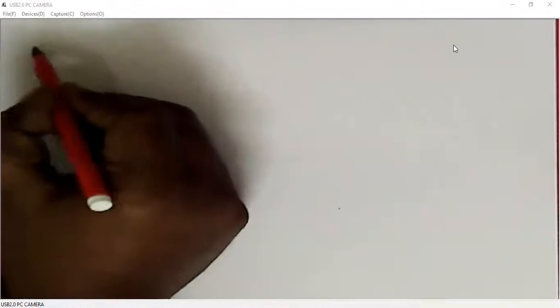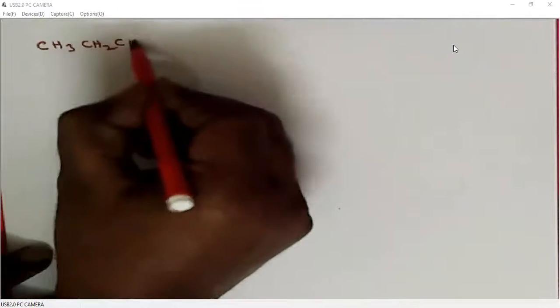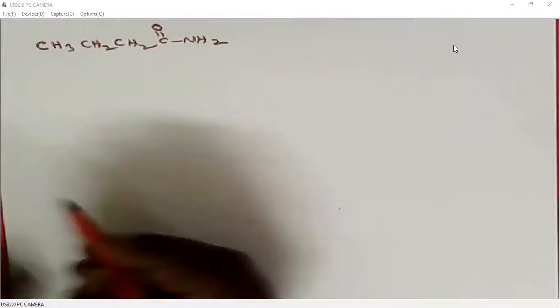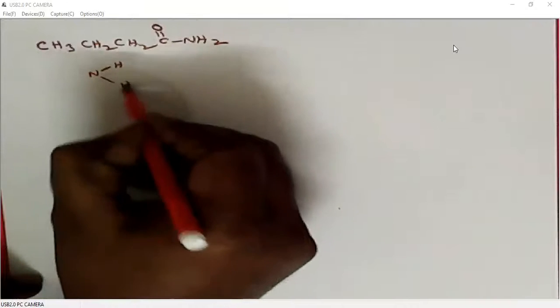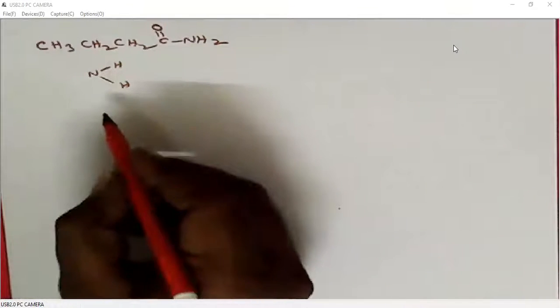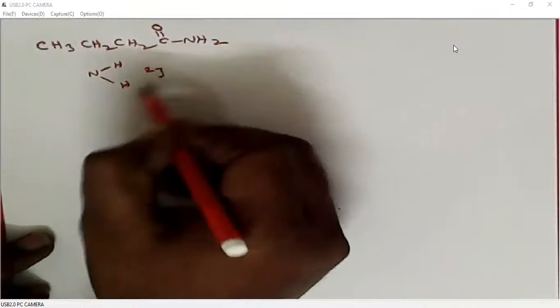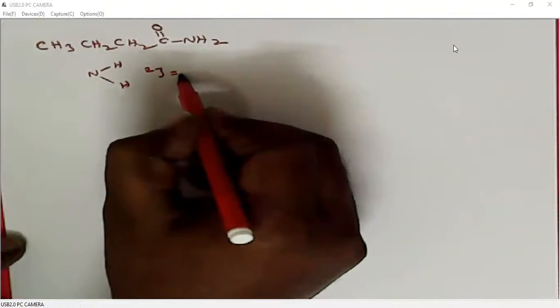First, we will discuss amides. In the case of amides, we generally observe a coupling between the protons present on the nitrogen. Generally, we observe a two-bond coupling. In this case, it will be a large value also, maybe 40 to 50, I think.